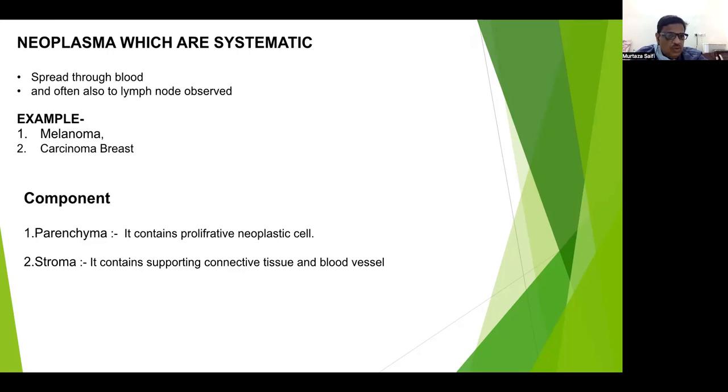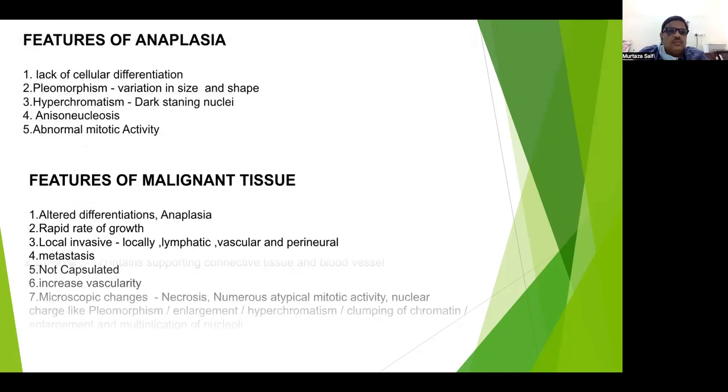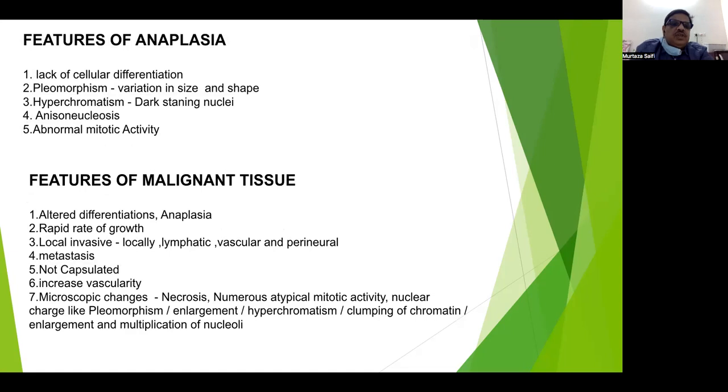Components of neoplasm: the parenchyma, which contains proliferative neoplastic cells, and the stroma, which contains supportive connective tissue and blood vessels. Now come to the features of anaplasia. Features of anaplasia are lack of cellular differentiation. Second, pleomorphism, variation in size and shape. Third, hyperchromatism, dark staining nuclei. Fourth, anisonucleosis. And fifth is abnormal mitotic activity. So these are all features of anaplasia.